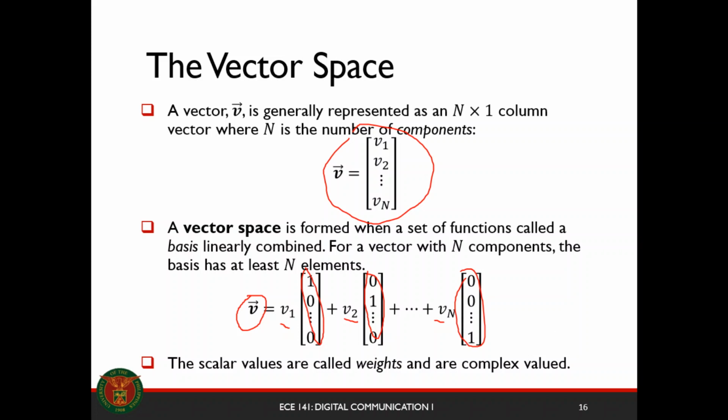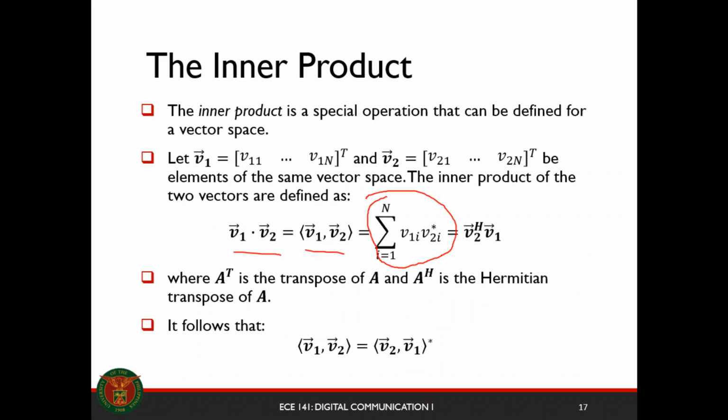Okay? You multiply the corresponding elements, with your second vector conjugated. Or basically you just have column vectors multiplied to each other. The column vector of v2 will be transposed using the Hermitian operator. That means it will be transposed and then conjugated, multiplied by your column vector v1. It follows that if we flip the operands, the operation will have a conjugate value right here.